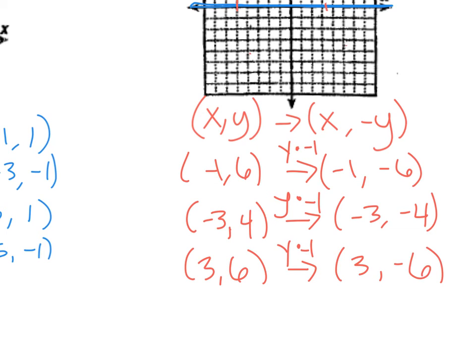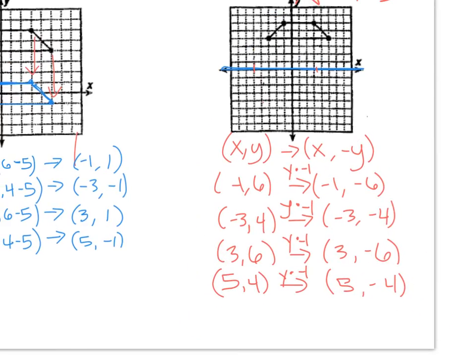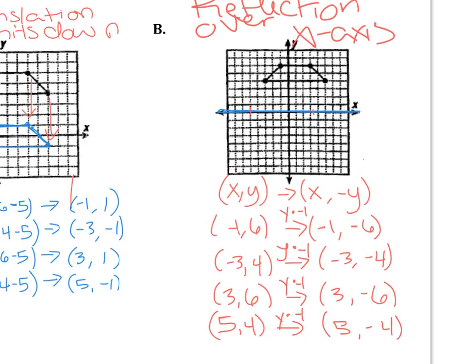And the last ordered pair, we would have 5, 4. We would multiply the y times the -1, and we would get 5, -4. Remember, we investigated why the y changes and the x does not. Now let's graph our new points.